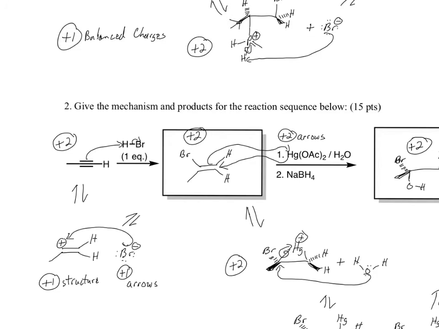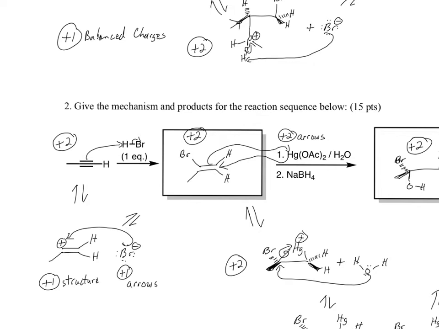All right, problem number 2. Give the mechanisms and products for the reaction sequence below. You have an alkyne and HBr, one equivalent, so you got to check the equivalents. That's one thing to look for. Pi bond reacts, you break the HBr bond. You make a carbocation on the more substituted carbon. This is a terminal alkyne, more substituted carbon.